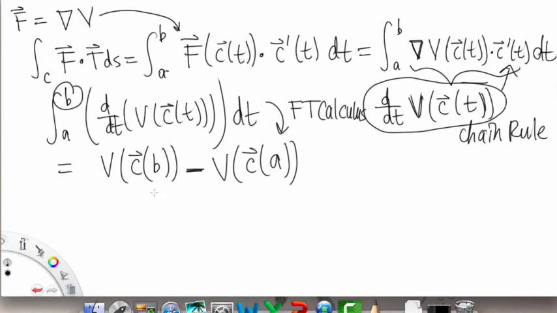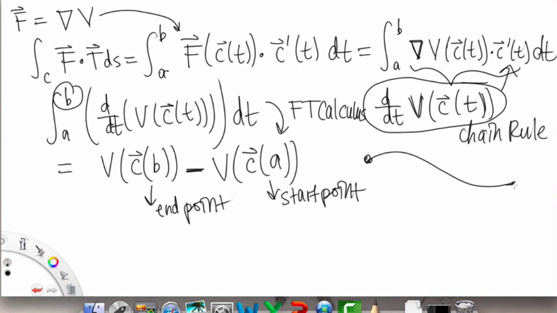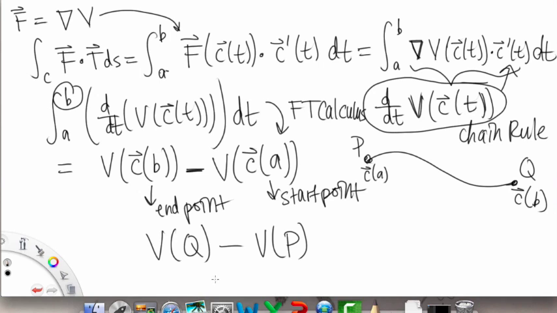As we know, this is the end point and this is the start point. So this is c of a and this is c of b, and we could just as well call this start point P and end point Q. So that would just be the same as V of Q minus V of P. So anyways, that's where that comes from.